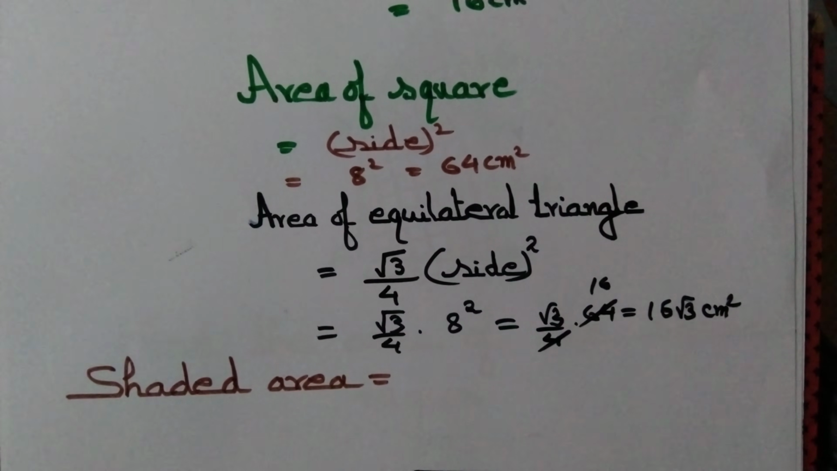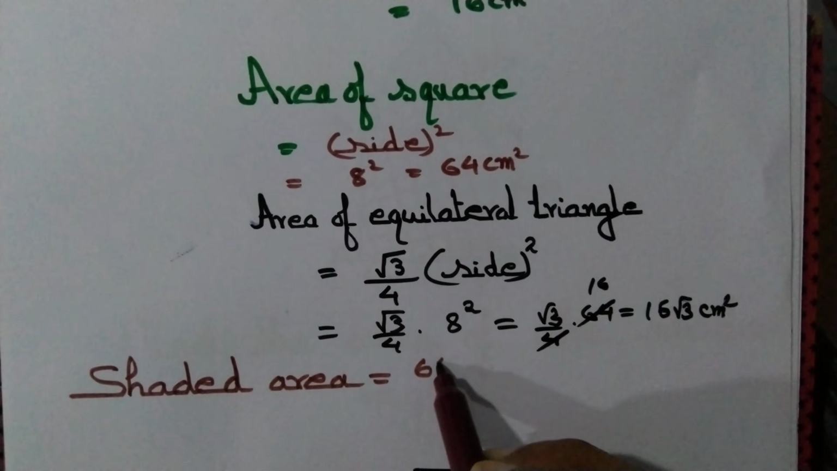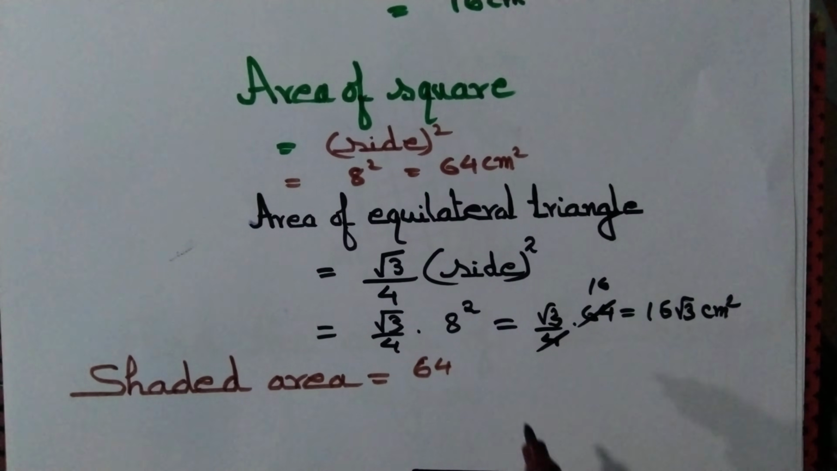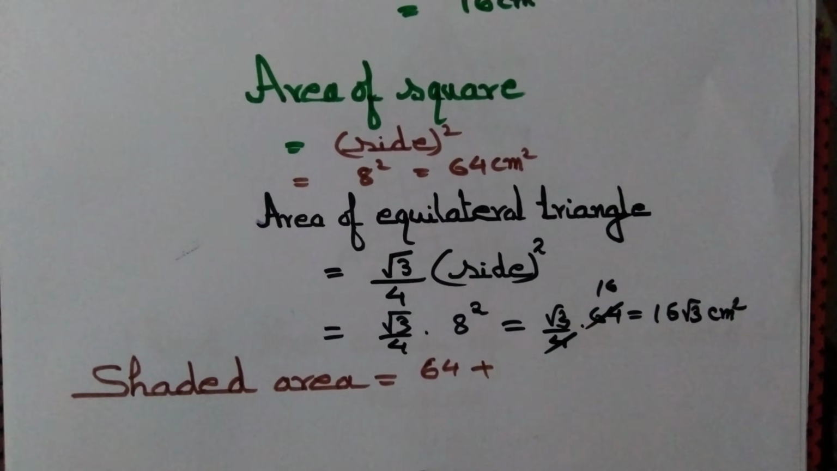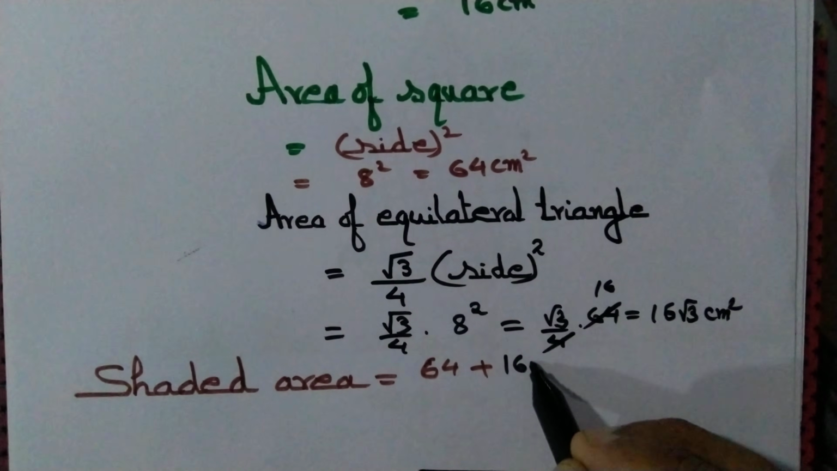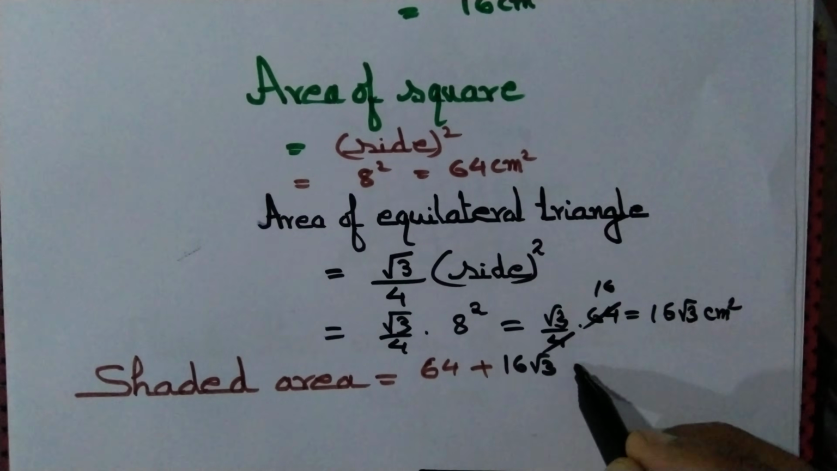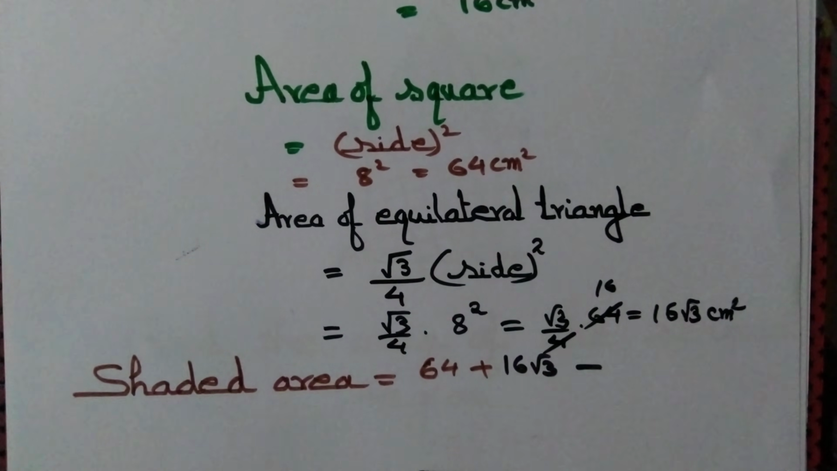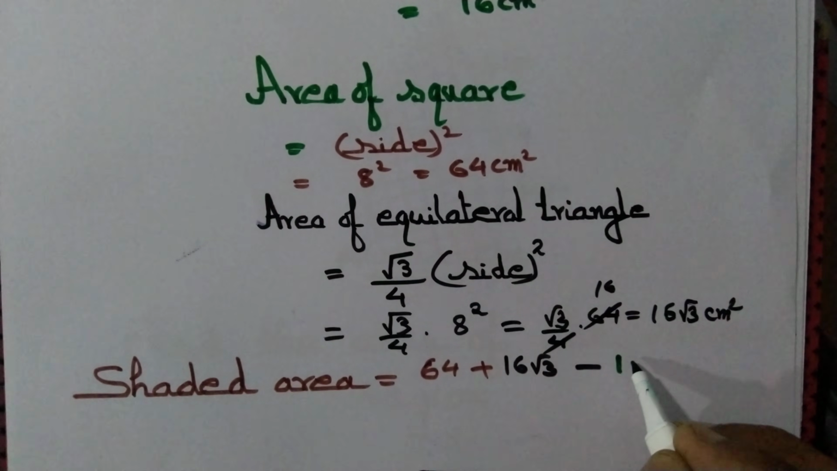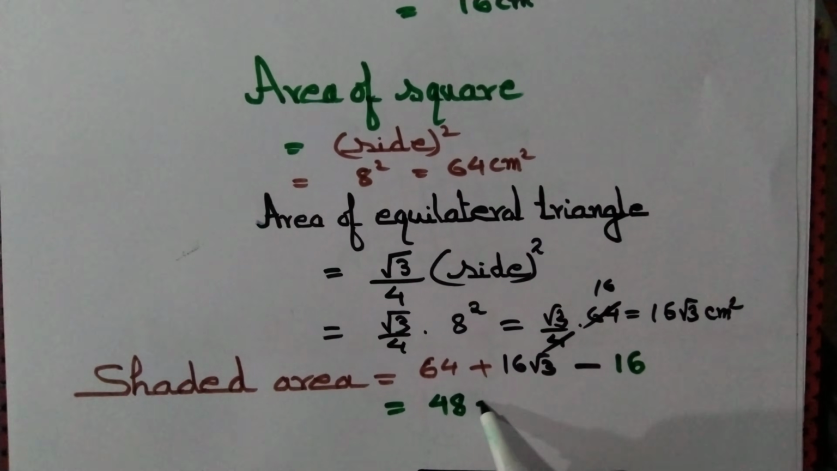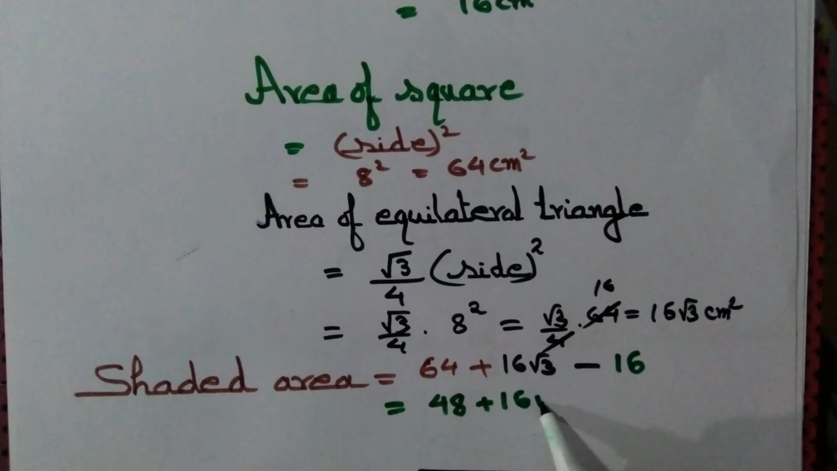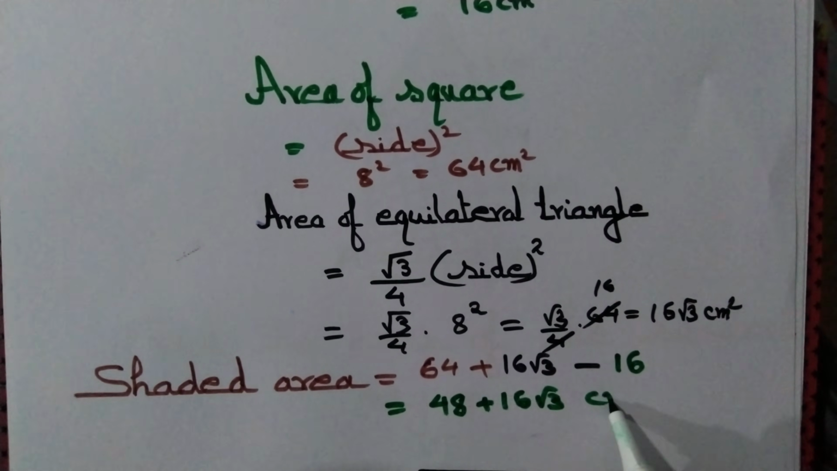Lastly, the shaded area is equal to the area of the square, that's 64 centimeters squared, plus the area of the equilateral triangle, that's 16 root 3 centimeters squared, minus the area of the unshaded region, and the area of the unshaded region is 16 centimeters squared. That's equal to 48 plus 16 root 3 square centimeters.